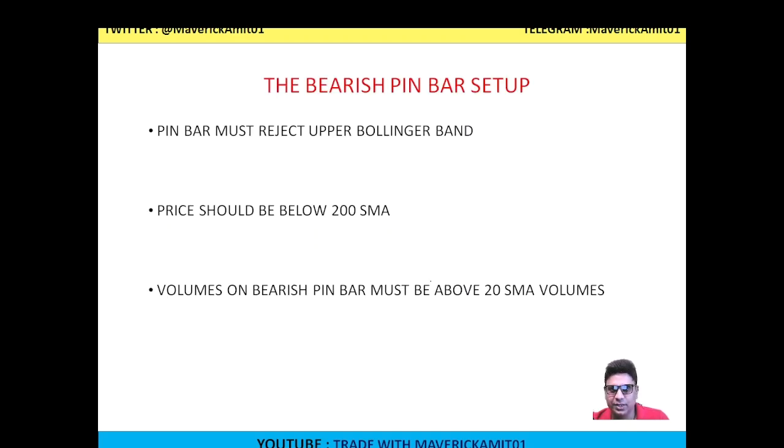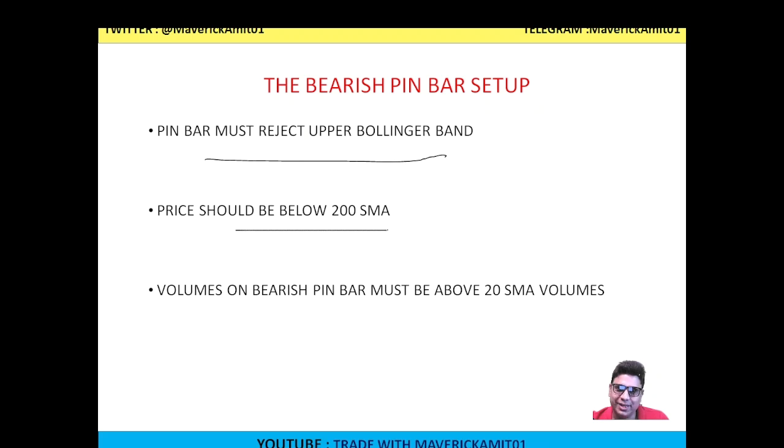So friends, now that we have understood how to trade a bullish pin bar setup, let us understand the conditions for a bearish pin bar setup. In a bearish pin bar setup, my price must reject the upper Bollinger Band. It is a very important condition. So my bearish pin bar candlestick must cut through the upper Bollinger Band when it is being formed.